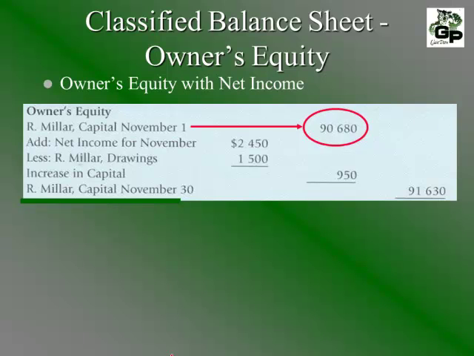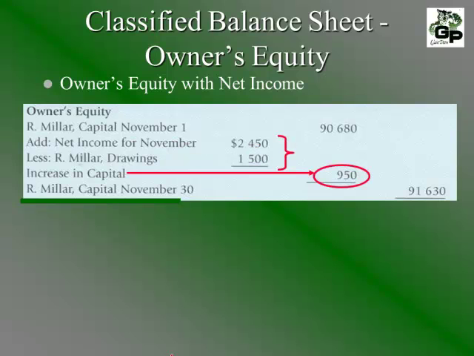This is what it looks like. So in this example, we have R. Miller with the capital at the beginning of the accounting period of $90,680. We then add the net income for November, which is $2,450. Then we subtract any drawings. In this case, the drawings were $1,500.